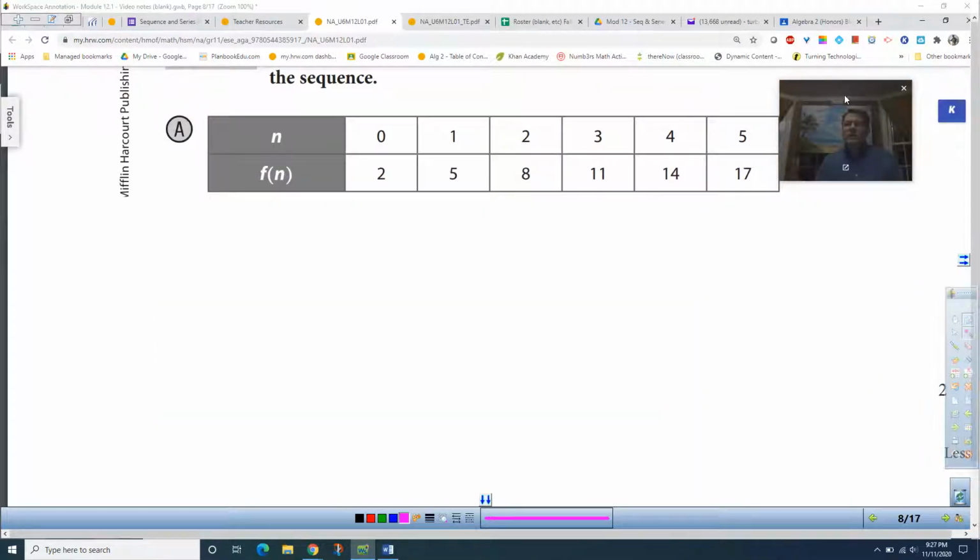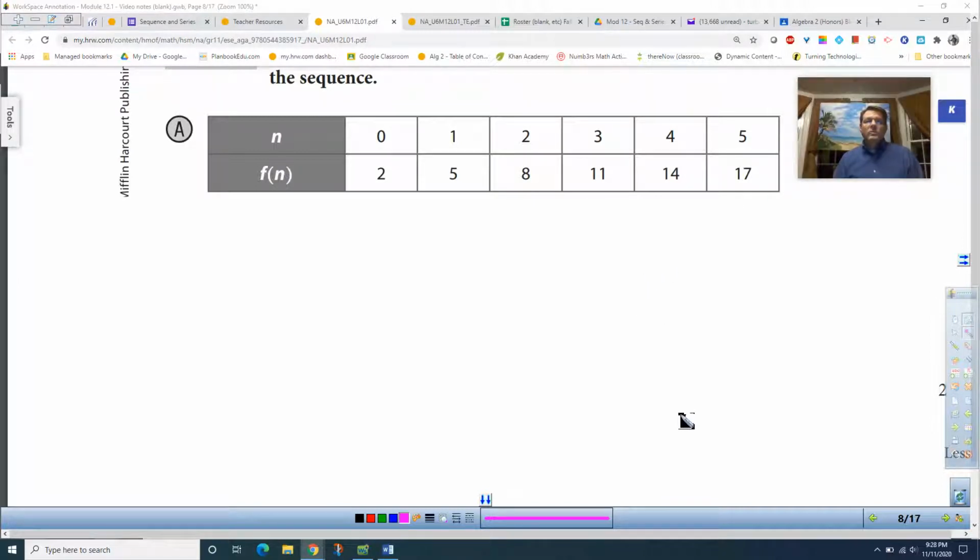All right, so let's do a few of these. What is it that we need to come up with an explicit or recursive rule? It doesn't matter whether it's arithmetic or geometric. The same thing as always: where do you start and what's the pattern? This is what we need right here.